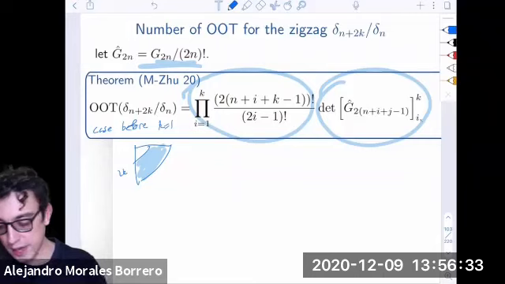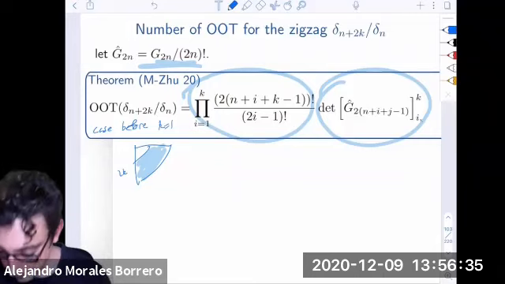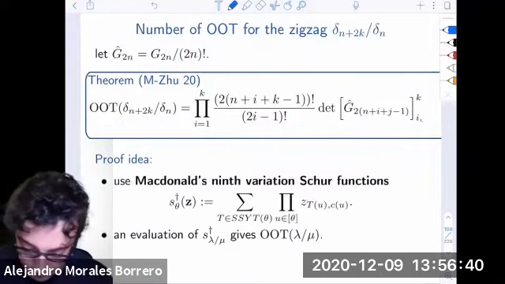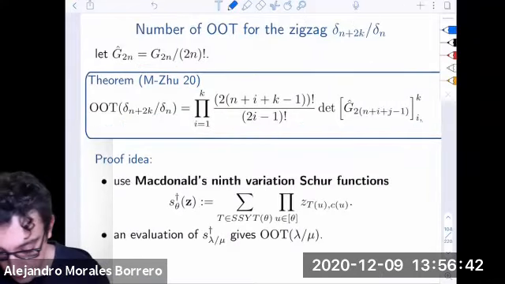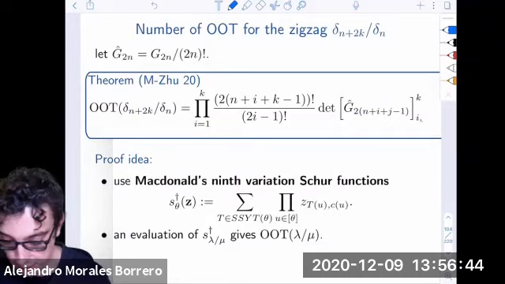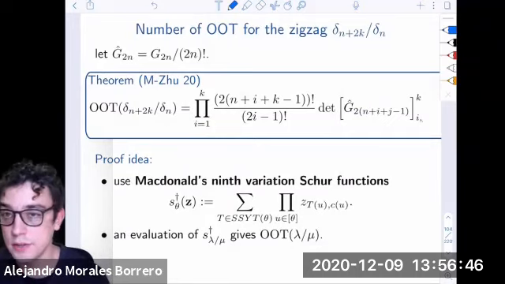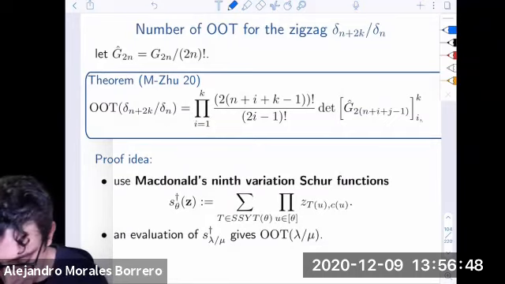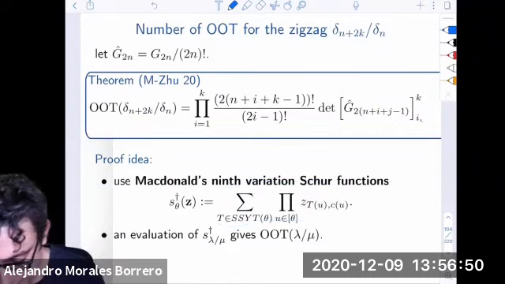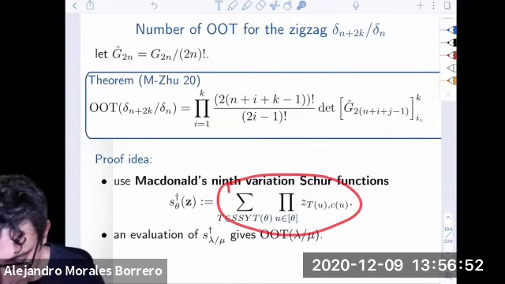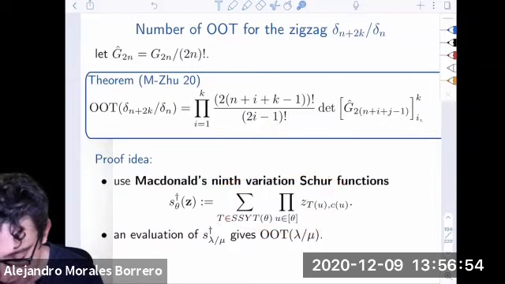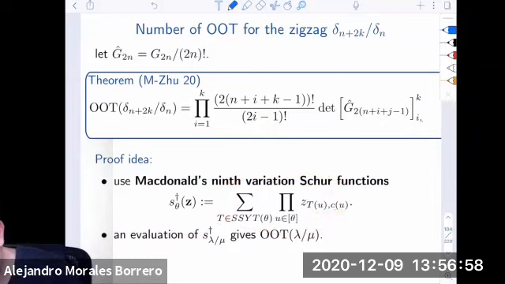When you plug in k equals 1, out pops one Genocchi number. But this proof is much harder. So we need to use a symmetric function called McDonald's ninth variation symmetric function, and the definition is here, but kind of running out of time. But you have a function where your variables are indexed by a content. So this is a content which I have not defined.